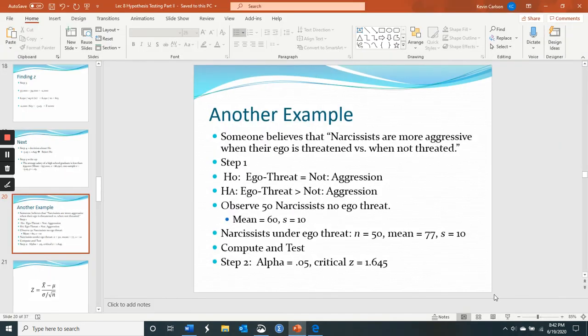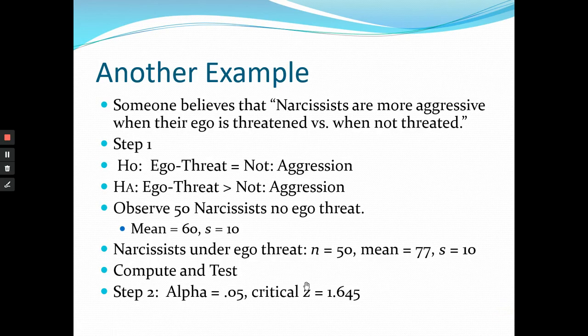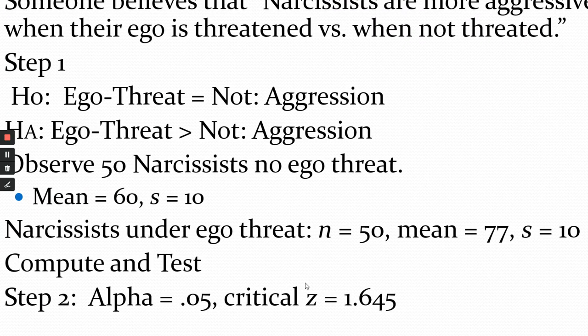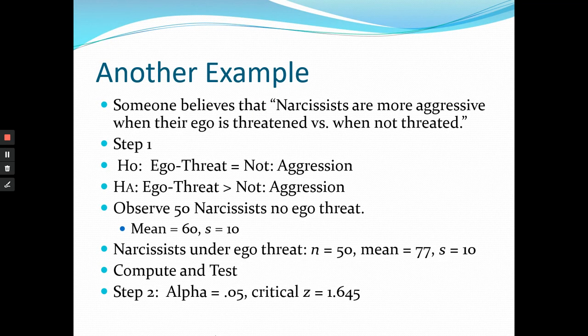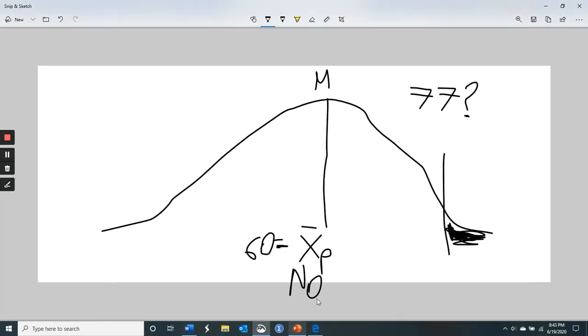Again, remember our criterion, step 2, I did for you. Step 2 is always going to be the same for all of our one sample Z. Our alpha is 0.05. Our critical value is 1.645. What does that mean? There's only a 5% chance that if you cross this line, you would be so far above the aggression level of the placebo group that it would be due to luck. So we're 95% sure it would be due to the ego threat condition.